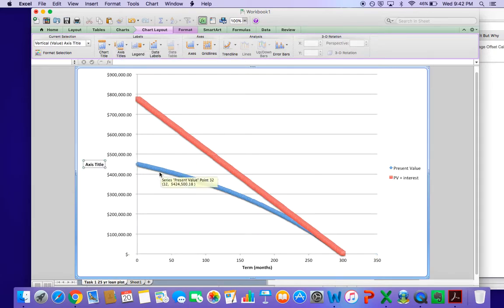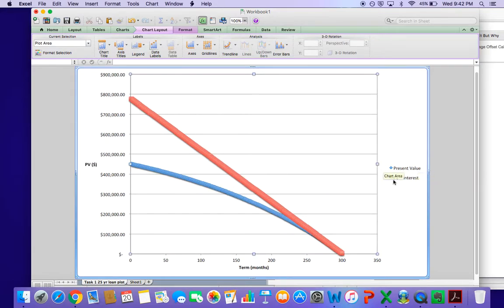This will be, we'll just say, present value in dollars. I know it's present value. There are two series there, but that's present value. So yeah, we've got two series here. The legend here tells us which is which, and then a title, of course, wouldn't go astray, would it?